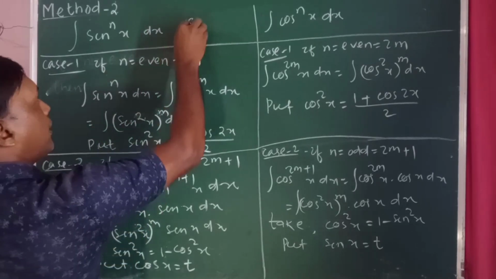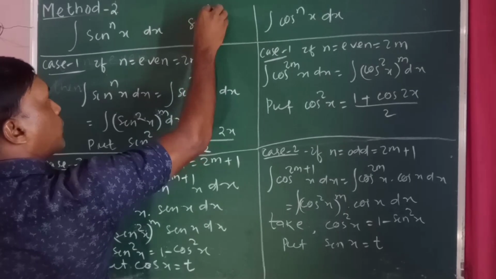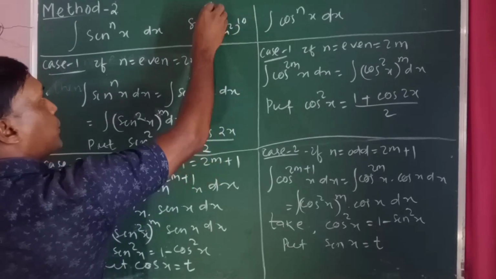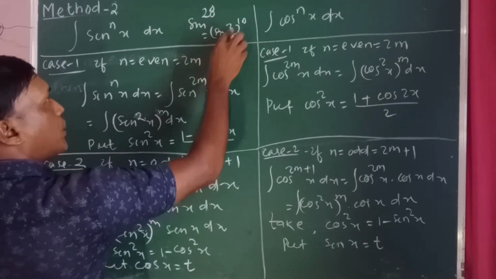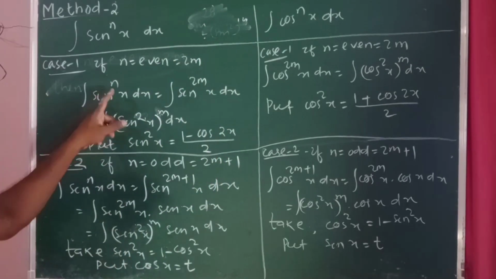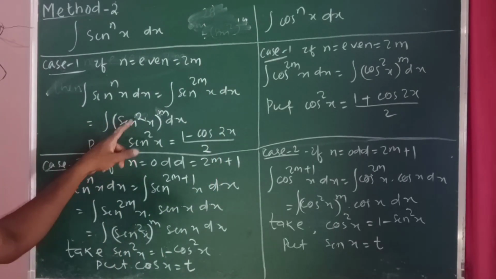That means any even power, suppose it is 20, can be written as sin square to the power 10. If it is 28, then this is sin square to the power 14. So any even power of sin can be expressed as a power of sin square.